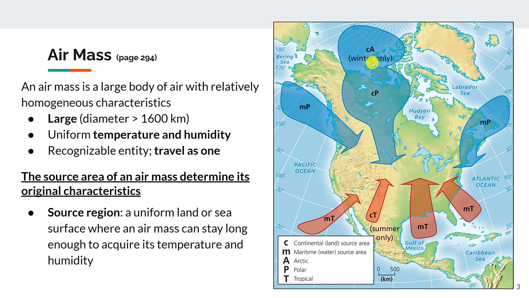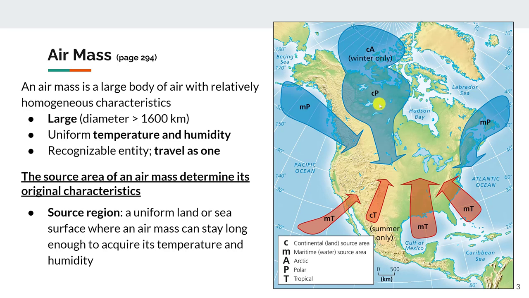Number one, the first letter stands for moisture, continental versus maritime. The second letter, uppercase, means temperature. And the source region, the source area, then what is source area?